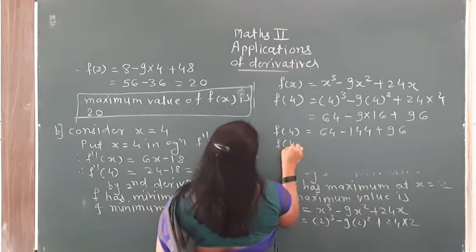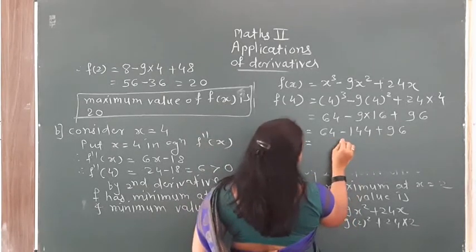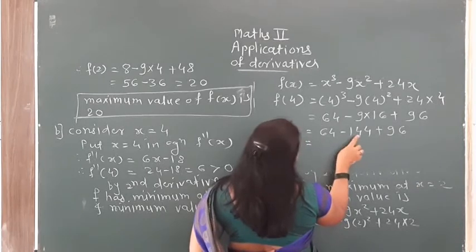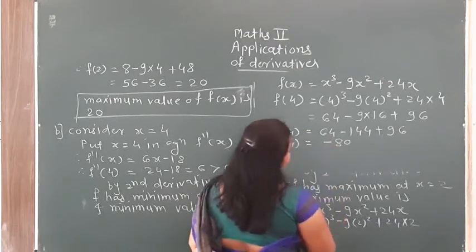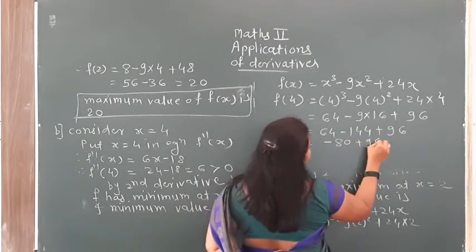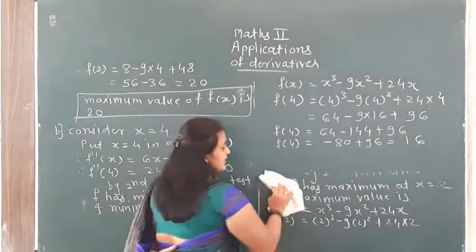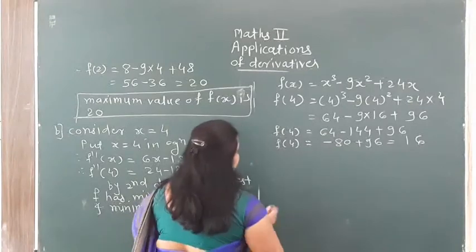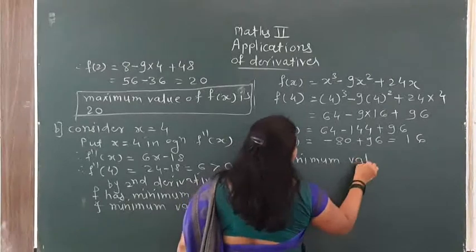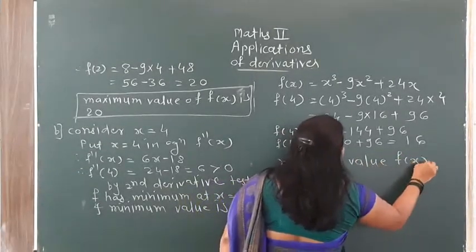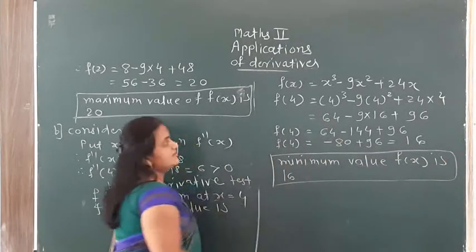Again simplify. f of 4 is equal to, we get here 160 minus 144 plus 96... so the minimum value of f of x is 60. Okay. So I hope you understand this example.